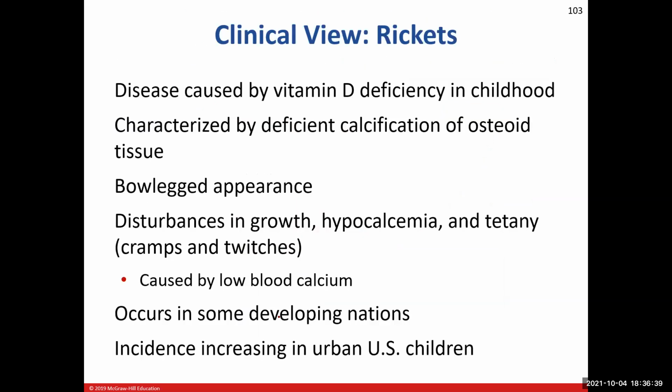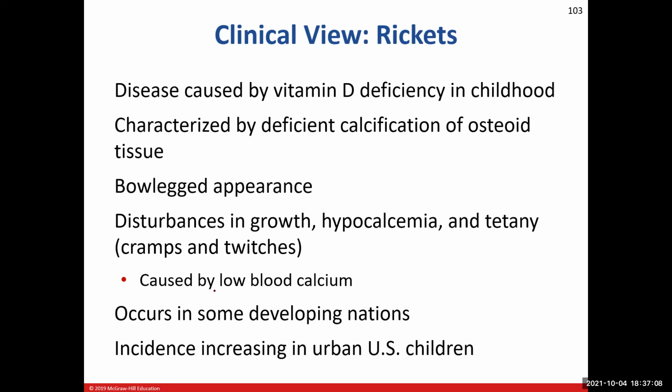Which brings me to rickets. Last class, or the first class, I think, about two classes ago, when I was talking about the bones, I was mentioning how important it is that your bones have the appropriate ratio of organic to inorganic matrix. Rickets is a result when that ratio is out of whack.